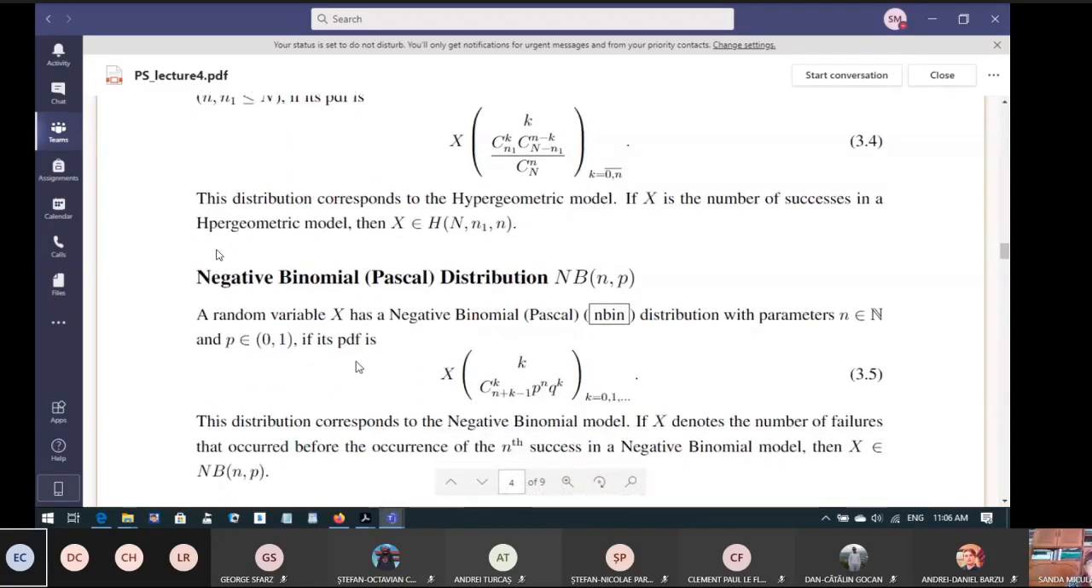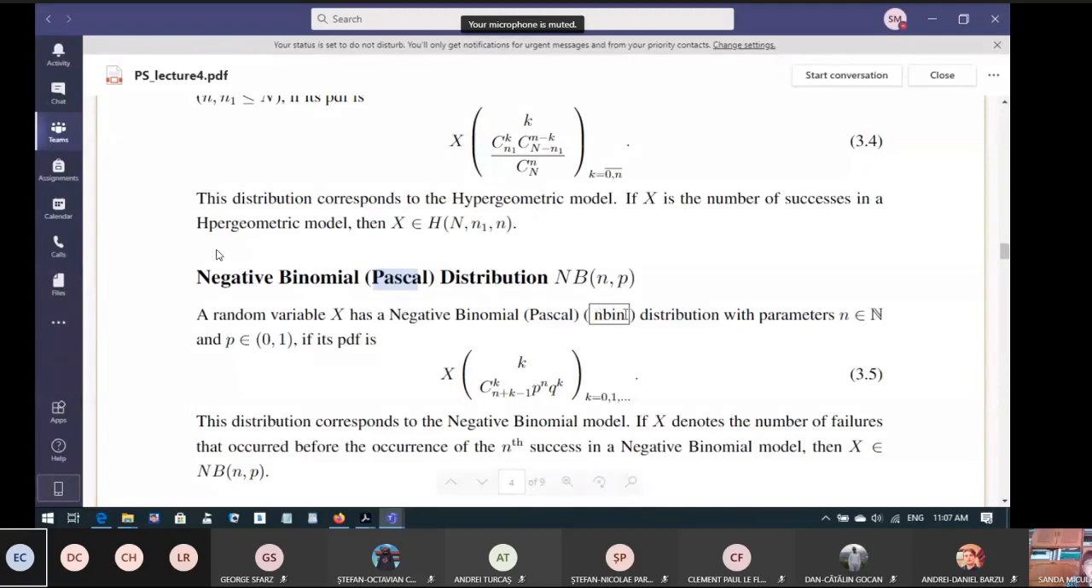Negative binomial or Pascal distribution, again, comes from the corresponding model. Both names are used for this, negative binomial or Pascal. Maybe when people refer to the model, the name Pascal is used more because he was the one who first described it. But then when people refer to the distribution, probably more often you will see negative binomial. Okay, but remember they're one and the same. For instance, in MATLAB, you will not find the name Pascal. You will only find negative binomial.